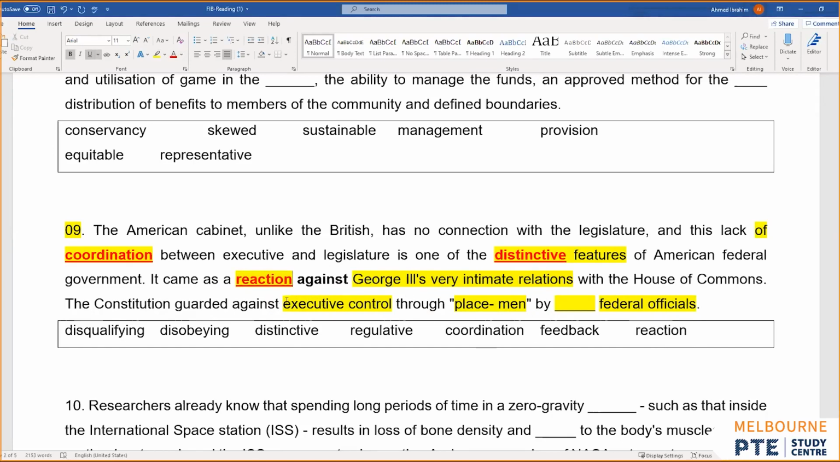All right, last one. A bit tricky. Read this line properly. What does this say? The Constitution guarded against executive control through placement, by dash federal officials. Through placement, as in you can say the name of a rule or something. Now, they protected against executive control using placement by doing what to federal officials? What do you think? Regulative? No. Because regulative is an adjective, and if you say by in this case, it won't be appropriate. Disobey. Disobeying. Okay, read this line: by disobeying federal officials. I will tell you this, it's one of these two.